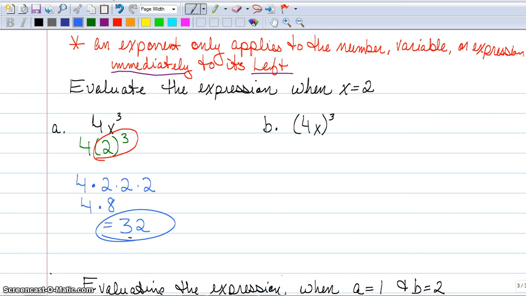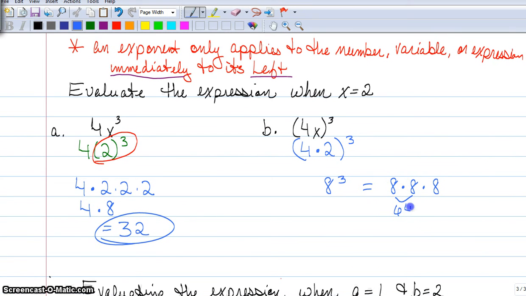Now this one, it's the same problem. What's different though? This one has parentheses. So that's going to change our answer a little bit. Because remember, when we have parentheses, we have to take care of what's inside the parentheses first. So now I have 4 times 2 in parentheses cubed. What's 4 times 2? That's 8. So now I have 8 to the third power. So I know that that's equal to 8 times 8 times 8. Okay, so I know that 8 times 8 is 64. And 64 times 8 is going to give 512.